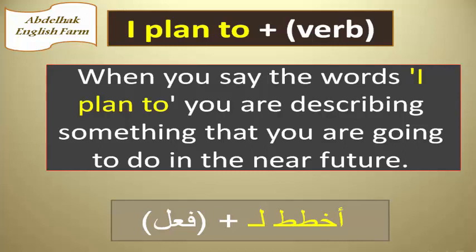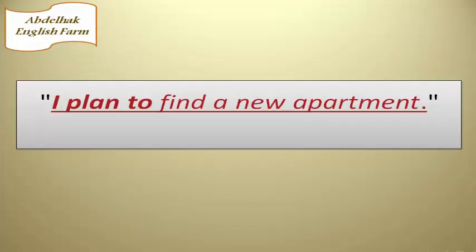Let's see some examples. The first one: I plan to find a new apartment. As you see, the verb here is the verb "to find." So we say "I plan to find." You can change, for example, "a new apartment" and say "I plan to find a new job." Here we use "I plan to" to describe something that you are going to do in the near future.